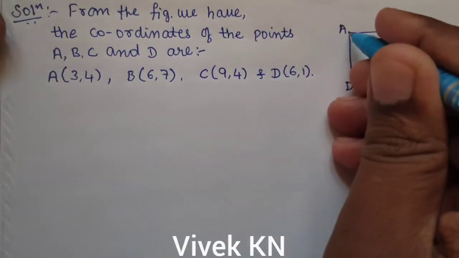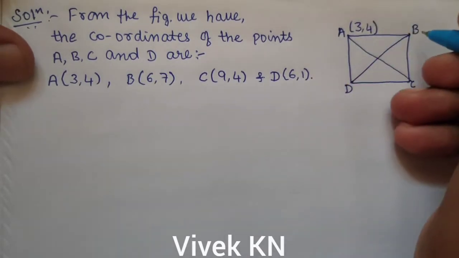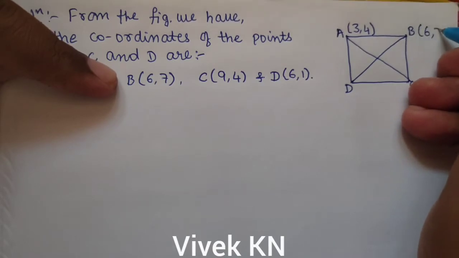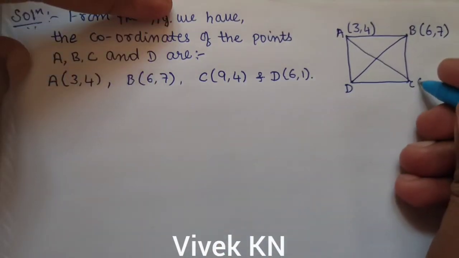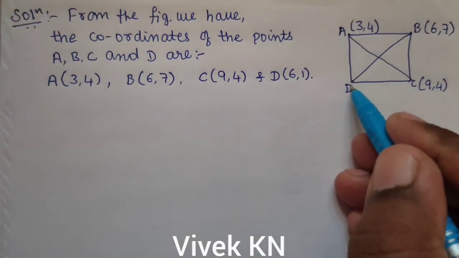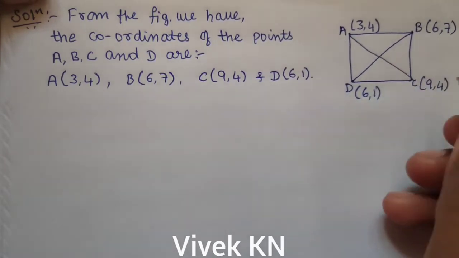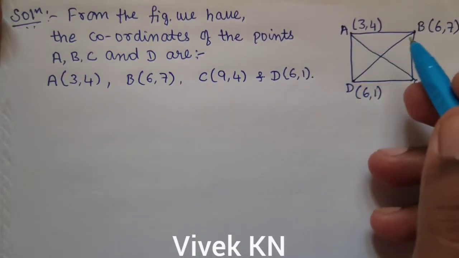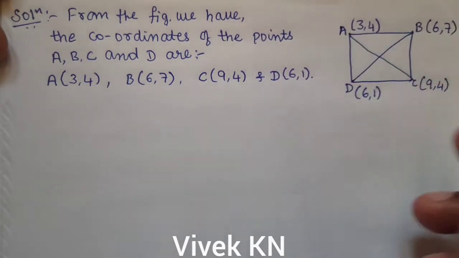The coordinates of the point A are 3, 4 and the coordinates of the point B are 6, 7. The coordinates of the point C are 9, 4 and the coordinates of the point D are 6, 1. Now we have to calculate all the four sides of this square. So first let us calculate the distance between the points A and B.